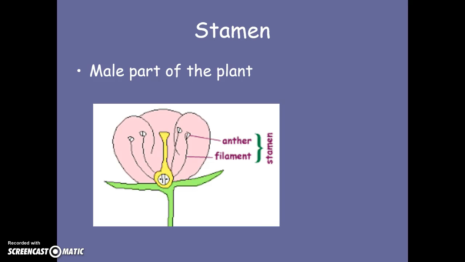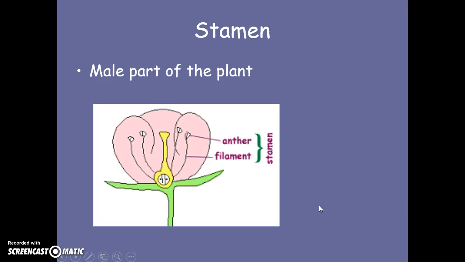Stamen. Now we're talking about the male part of the flower. The male part of the flower is the stamen. So this structure, this structure, this structure, and this structure. So in this particular flower, you have both the female parts, the pistil, and the male parts, the stamen. Some flowers will have just male parts. Some flowers will have just female parts. But when they have both, it's called a perfect flower.